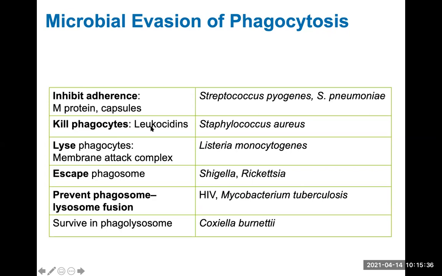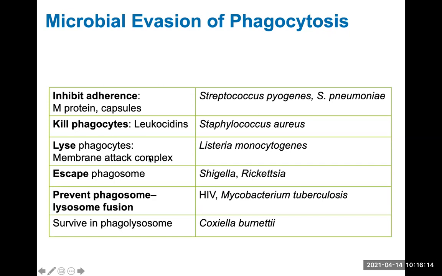releases called leukocidin. Okay, we have Listeria that is able to produce its own type of membrane attack complex that will lyse open the phagocyte, which is super interesting because we have a system, you'll see at the end of this lecture, where we actually make a membrane attack complex to fight off bacteria. And so now this Listeria actually does the same thing to our phagocytes. So that's very fascinating. Then we have Shigella and Rickettsia.